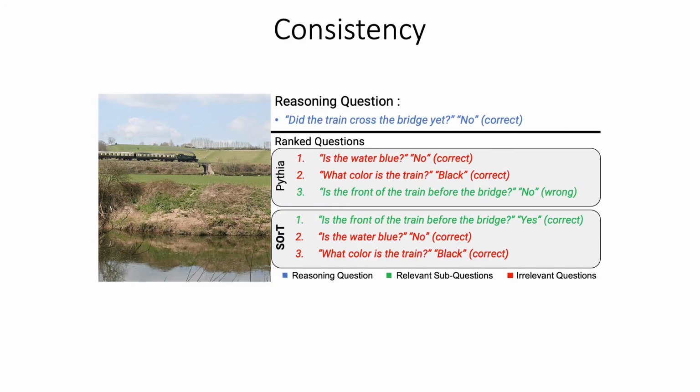Here's a qualitative example of that. For this particular image and the reasoning question of did the train cross the bridge yet, the baseline model of Pythia first gets the ranking of the sub-question wrong and also its answer, whereas our approach of SOrT first improves the ranking of the relevant sub-question and also answers it correctly.